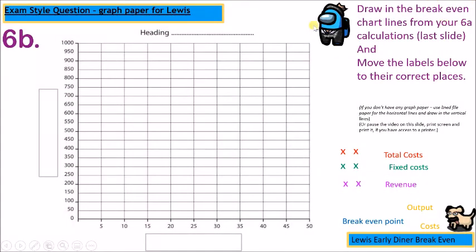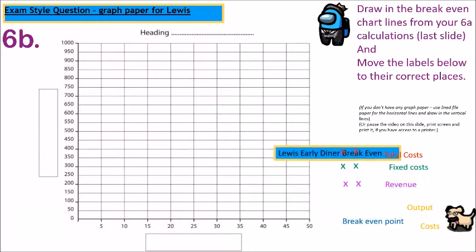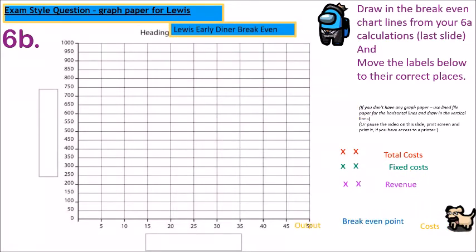Well, here's the chart for Lewis, and we need to start plotting things. I'll make things easier. I'll move the first 3 for you: the title and the x-axis and the y-axis labels.